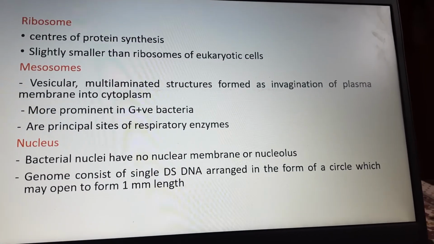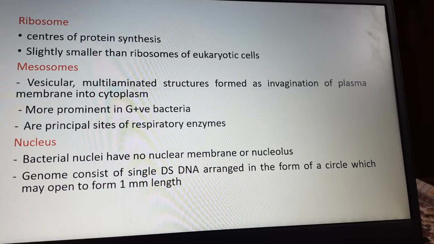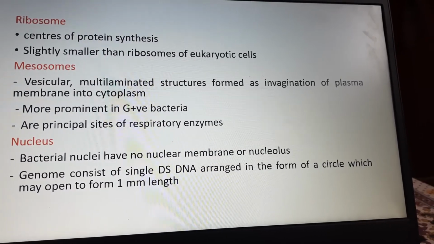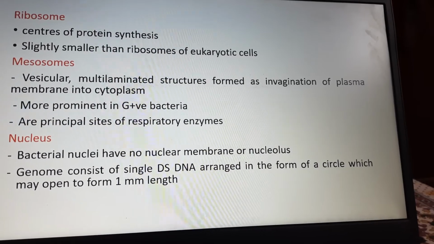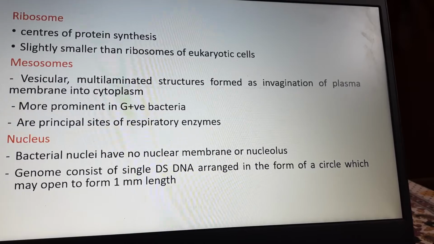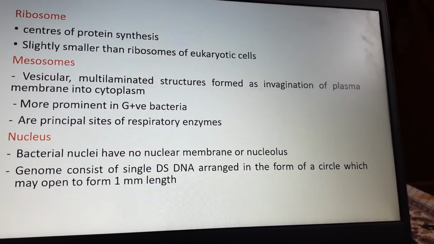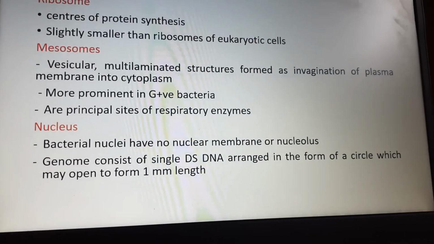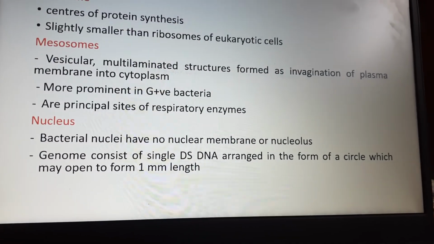The ribosomes are the center of protein synthesis and are slightly smaller than the ribosomes of the eukaryotic cell. Mesosomes are vesicular multilaminated structures formed as invaginations of the plasma membrane into the cytoplasm. They are more prominent in gram-positive bacteria and are principal sites of the respiratory enzymes.